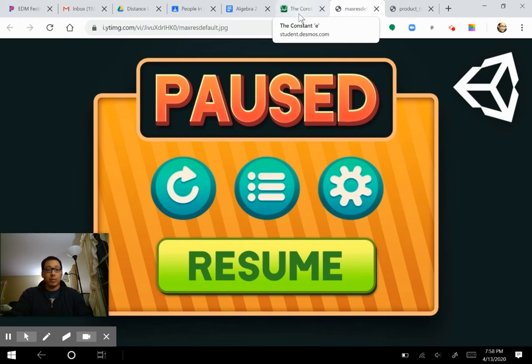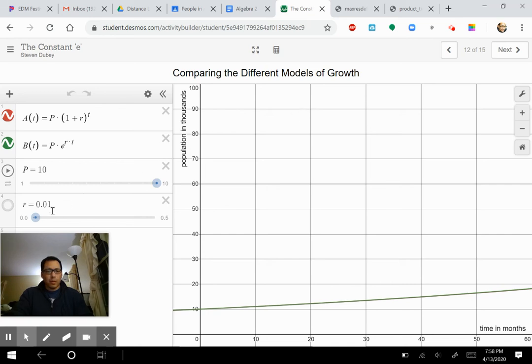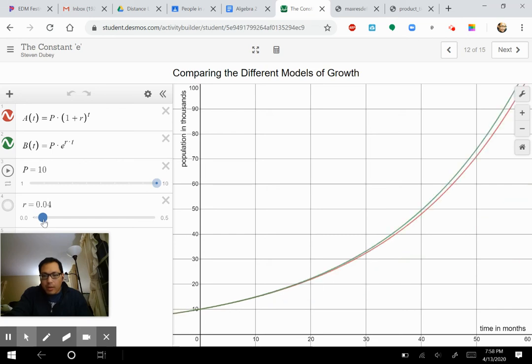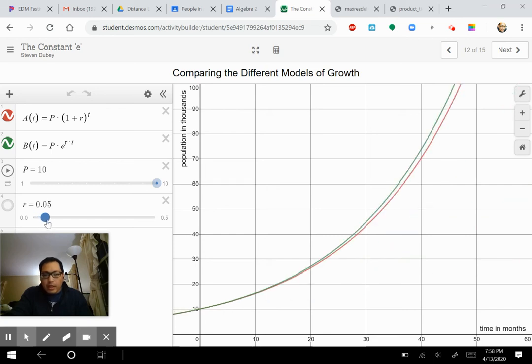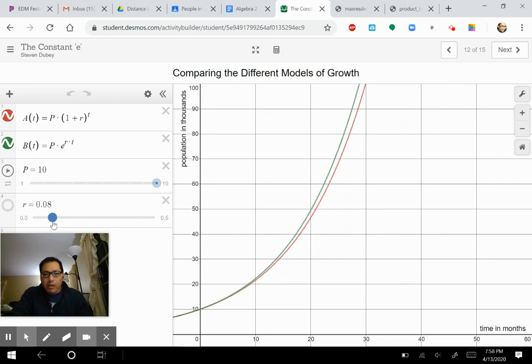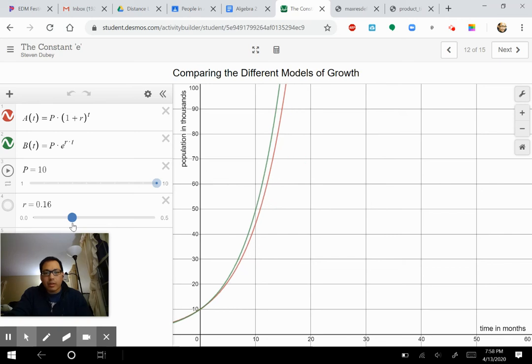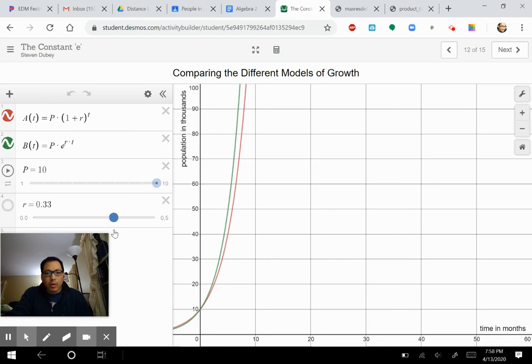Okay, so hopefully you took a break. If you look at this, what do you notice? If r is 1%, well, this is a 1% increase. I can't even tell the difference between the red and the green graph. They look so similar. What happens as this increases? So 2%, 3%, 4%. Each time we can see the green and the red graph are next to each other. They're close to each other using both of these models. The green graph is always slightly more.